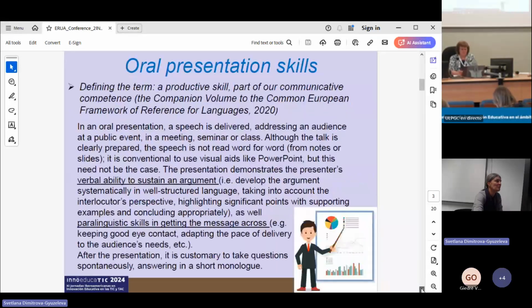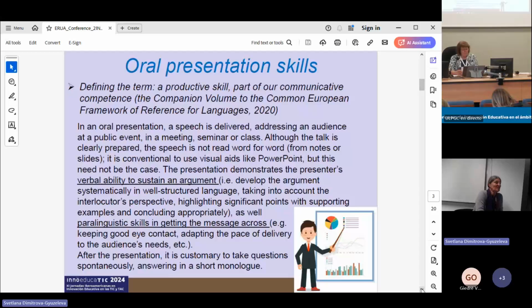How does the Common European Framework of Reference define oral presentation skills? Just to give you an idea of what different skills are involved. They say that an oral presentation is a type of speech which is delivered addressing an audience at a public event, just like our conference here, or a meeting, a seminar, or a class, which would refer to our students' presentations.